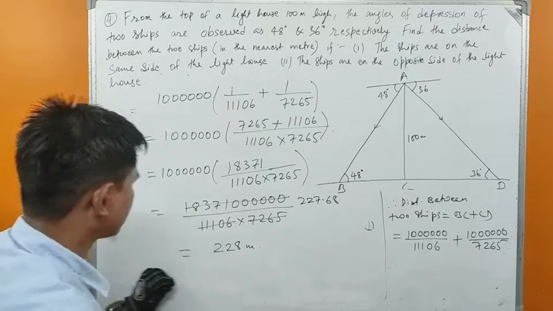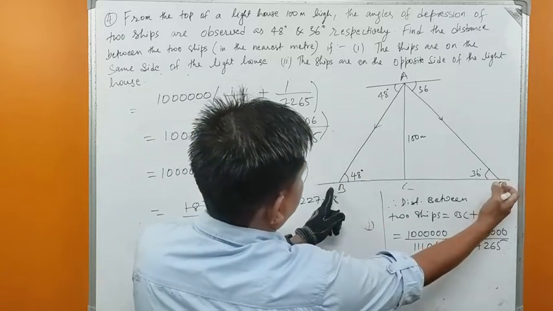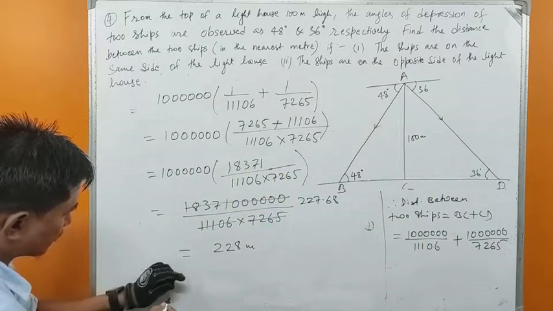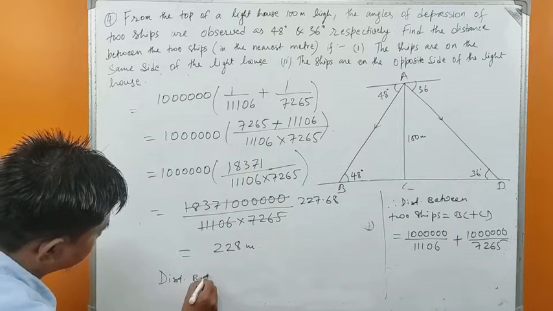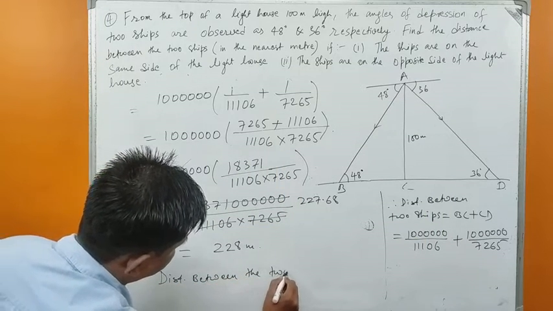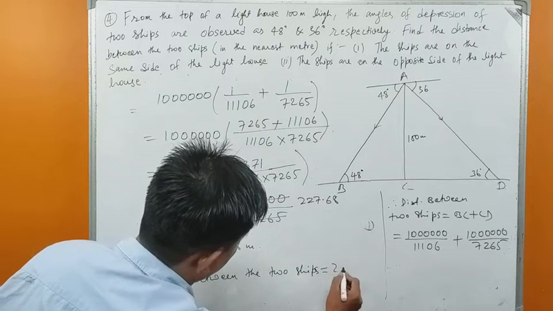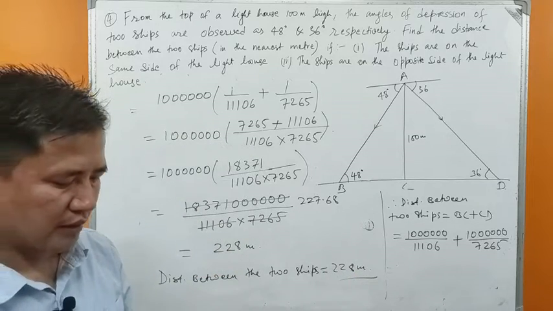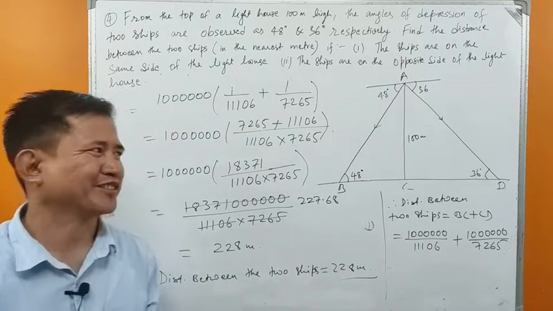So the distance between the two ships in this case, when the ships are opposite to the lighthouse, is 228 meters. The question is very simple, but the calculations are very boring.